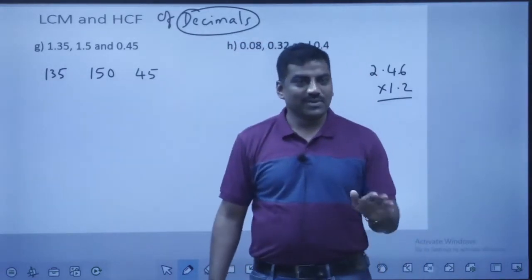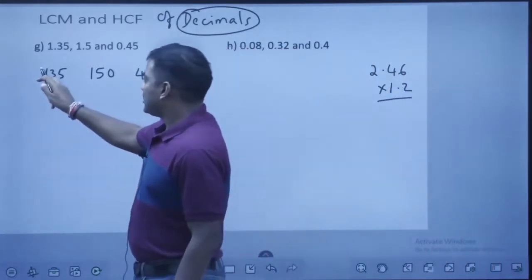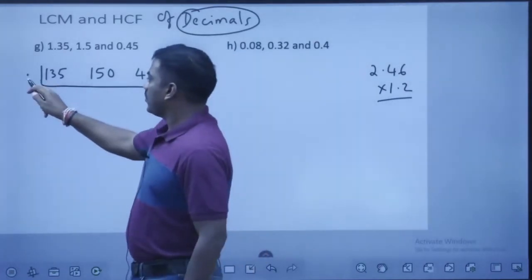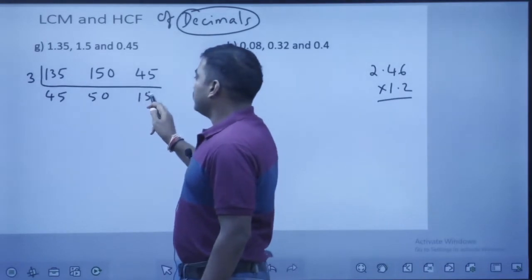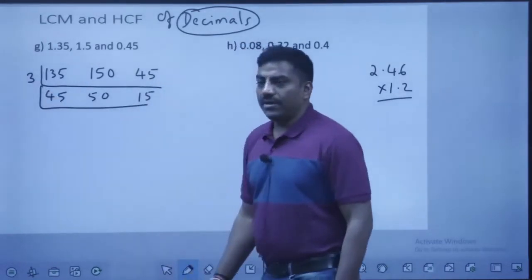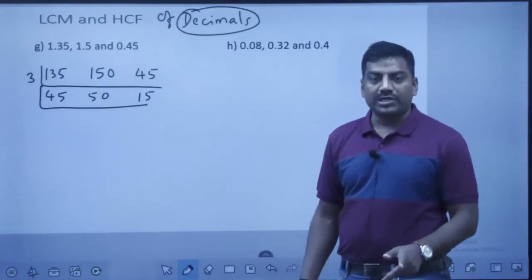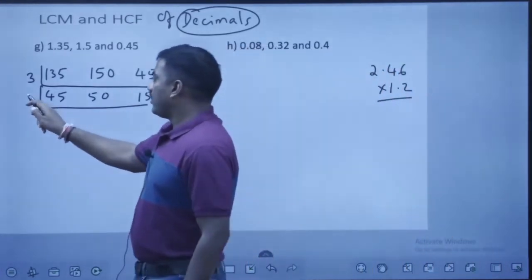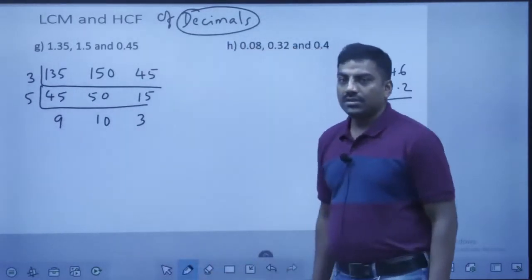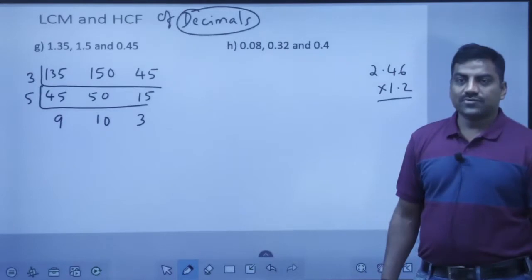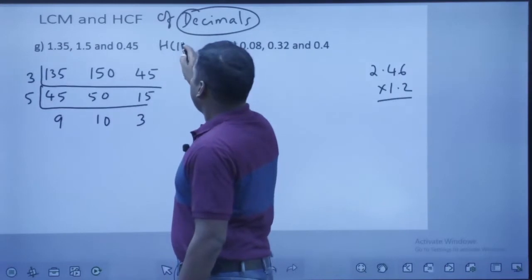Now do whatever you want, LCM or HCF, you find out. Find the LCM and HCF for this. First HCF: you will start with 3. 3 45s are 345, 3 50s are 350, and 3 15s are 315. Again, you can't try with 3 because you have 5 which can divide all the numbers. 3 will divide only 2 numbers. So take 5 and try to divide all the numbers: 5 9s are 45, 5 10s are 50, and 5 3s are 15. Now stop the process for HCF. 3 into 5, 15. So HCF is 15.